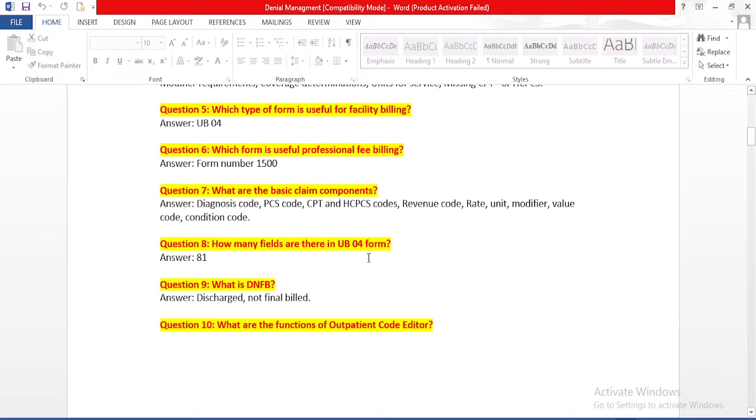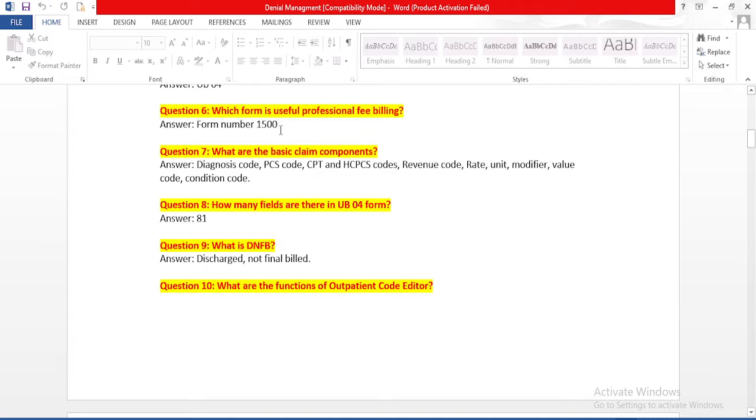Which type of form is useful for facility billing? UB04. Which form is useful for professional fee billing? Form number 1500. What are the basic claim components? The following are the basic claim components: diagnosis code, PCS code, CPT and HCPCS codes, revenue code, rate, unit, modifier, value code, condition code. Whenever we see a claim, we need to have all these components.